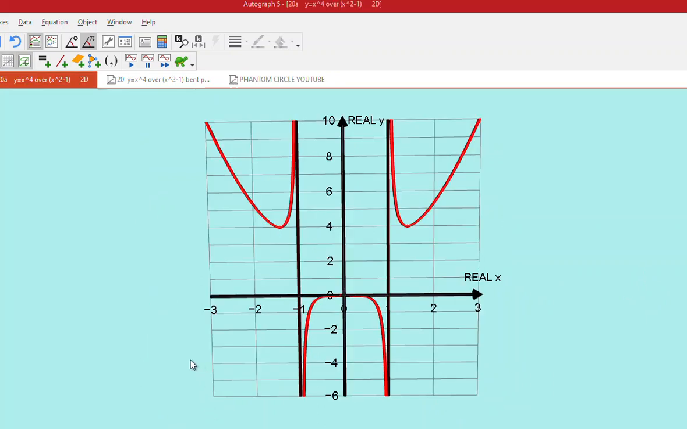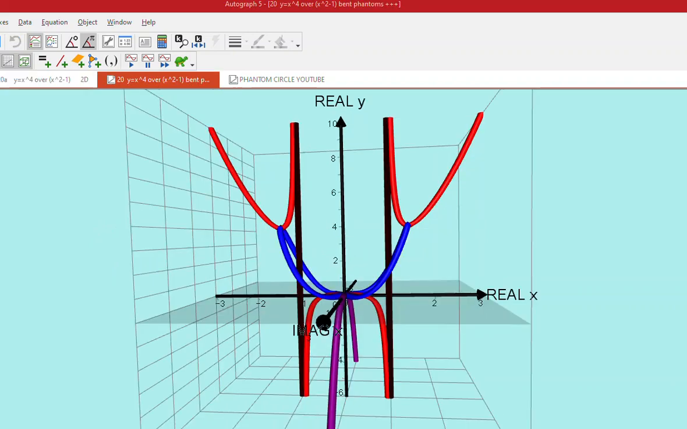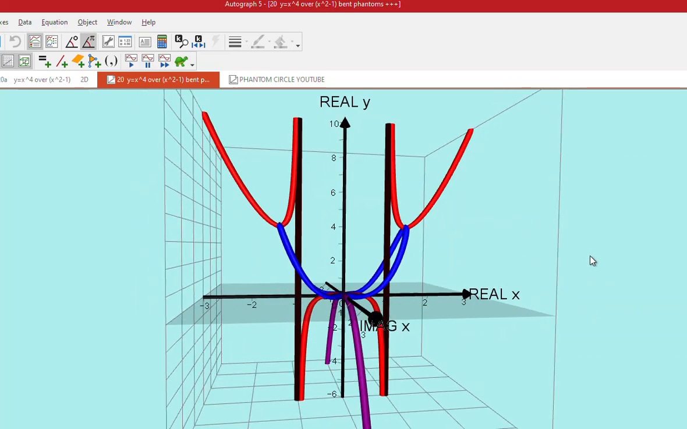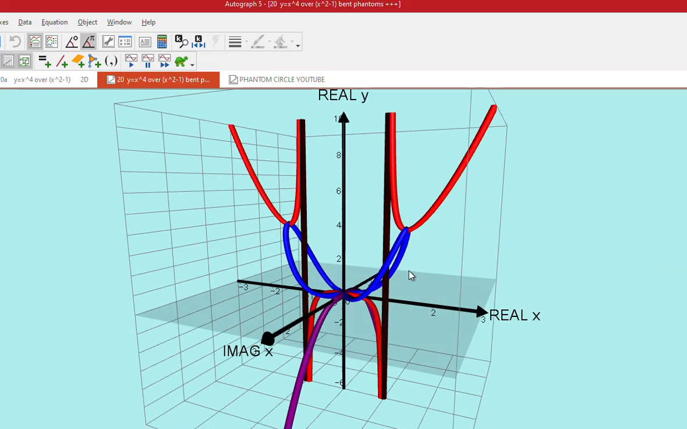Now the equation of this curve is y equals x to the power 4 divided by x squared minus 1. So it has two vertical asymptotes, x equals plus 1 and x equals minus 1. And you see there is a space where there are no y values. Well, after a great deal of algebra, I'll show you what phantoms occur in those spaces. And this is the result. These are incredibly unusual, as you can see the blue ones.